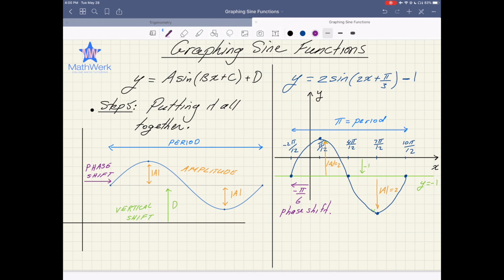So there you have it. In 5 easy steps, we've learned how to graph the sine function. And this works for any general sine function that's written in the standard form of a times sine of bx plus c plus d.